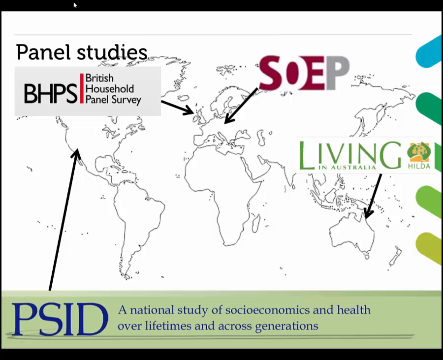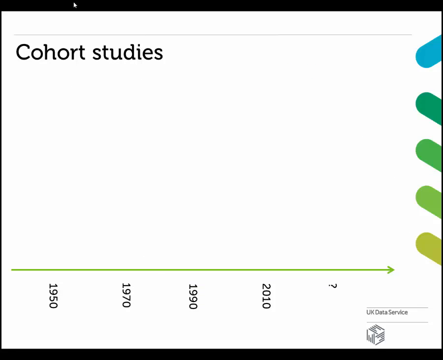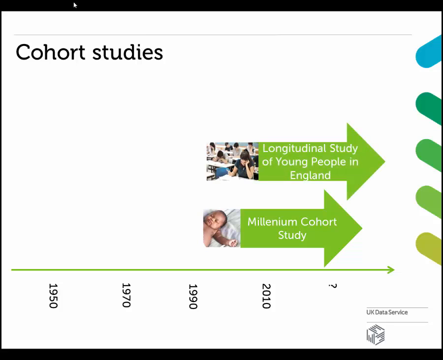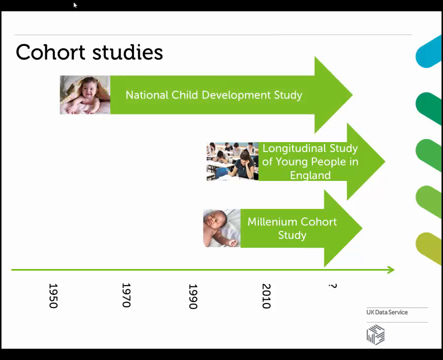The other common type of longitudinal study is the cohort study, for which measurement occasions are commonly known as sweeps. These follow a cohort of people who have a certain event in common that is relevant to key outcomes. For example, the Millennium Cohort Study follows a group of people born in the year 2000. The longitudinal study of young people in England follows a cohort of school pupils from a particular year. The National Child Development Study has been following a cohort of people born in a particular week since 1958 and has 9 sweeps so far, the last in 2013 when the panel members were aged 55.